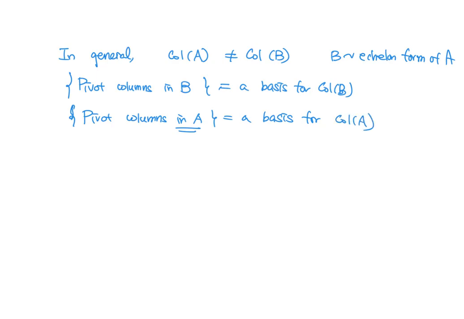Okay. So in order to find the basis for the column space of A, you need to perform the row operations to derive an echelon form. In the echelon form, the pivot columns are those columns having the pivot positions, right? So you identify those pivot columns in the B matrix, and then you select the corresponding columns in A to define a basis for the column space of A matrix.